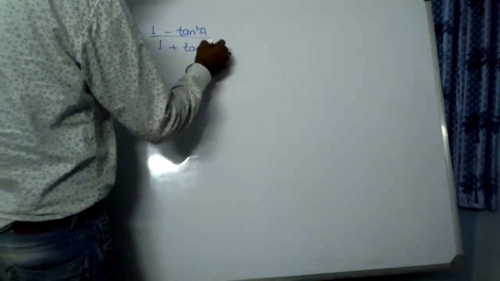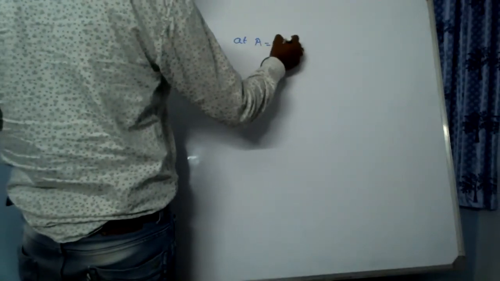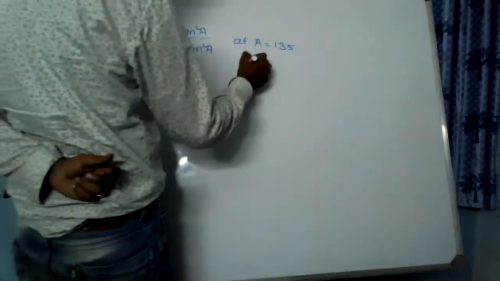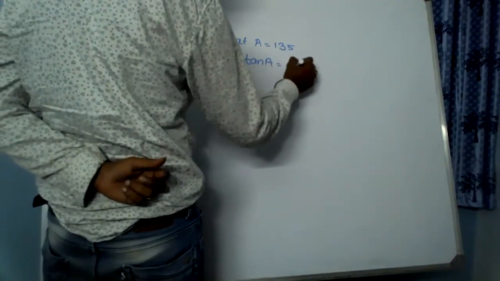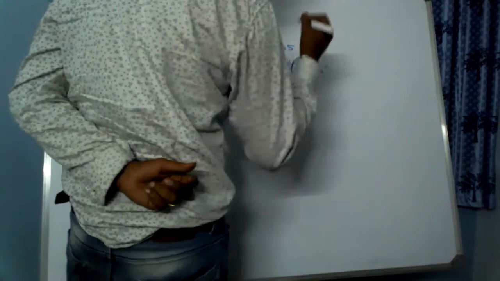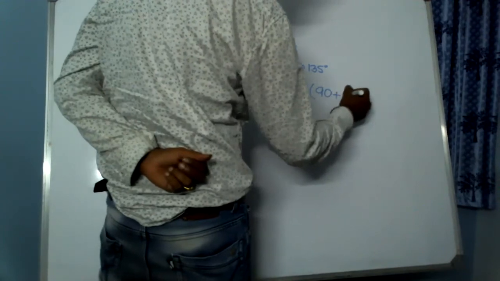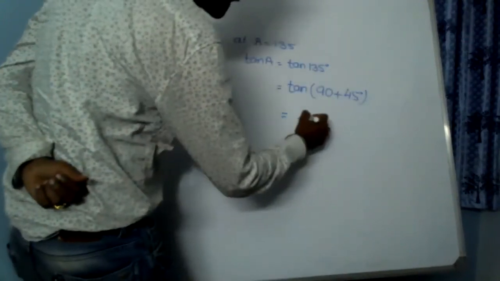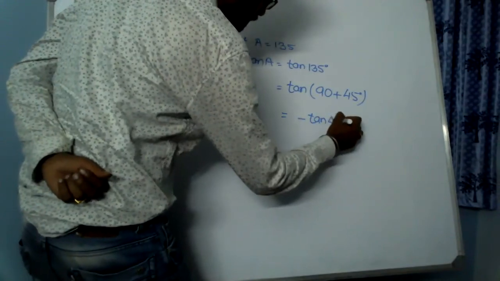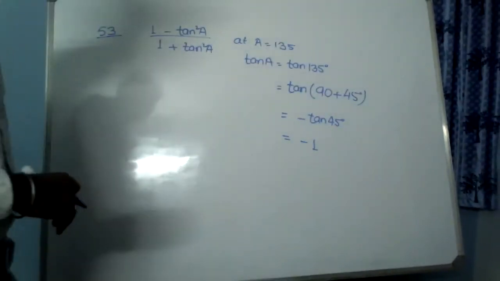Okay, question number 53. It's 1 minus tan square A by 1 plus tan square A, at A equal to 135 degree. So they have given the values also. If A is 135, then tan A means tan 135. Now what is the value of tan 135 degree? If you remember it, then fine. If not, you can find it as tan of 90 plus 45 degree, right? Tan 90 plus theta is minus tan theta, so that will be minus tan 45 degree. That is nothing but minus 1. So tan 135 degree is minus 1.